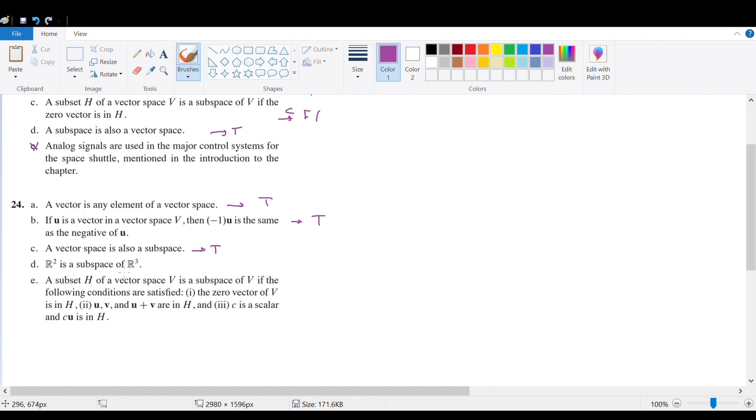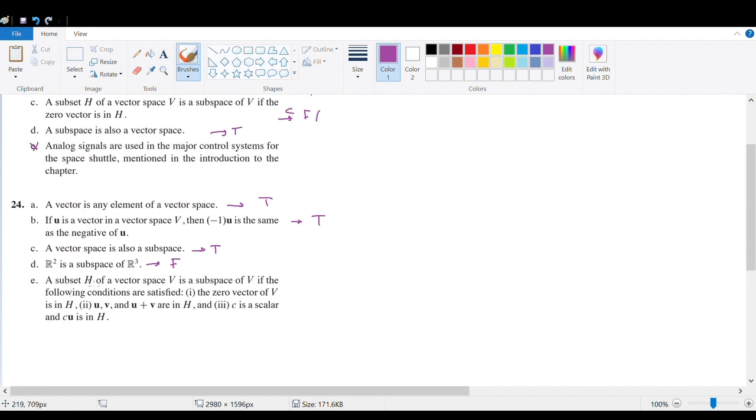D: R2 is a subspace of R3. This one is false, because R2 has only 2 components, whereas R3 has 3. So this one is false. R2 is not a subspace of R3.